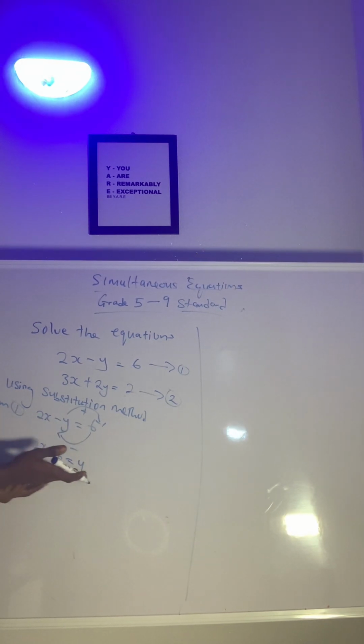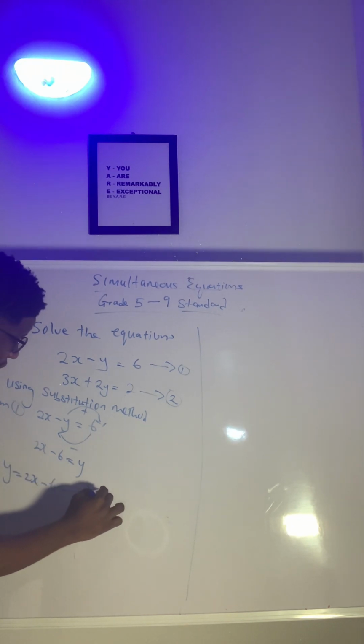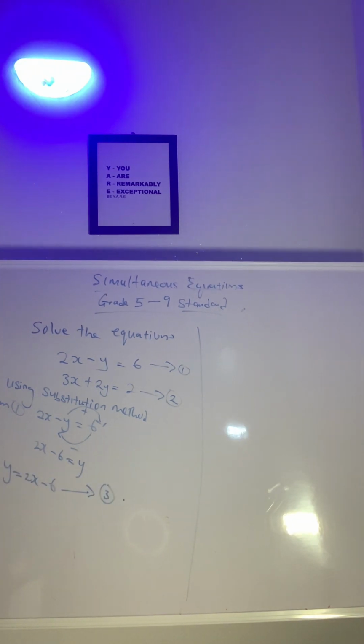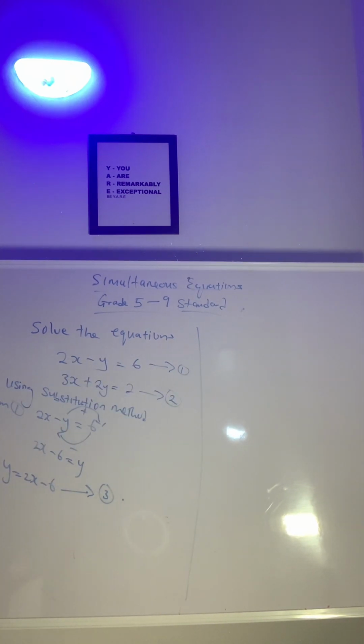That tells me that wherever I have y, I can replace it with 2x minus 6, or wherever I have 2x minus 6, I can replace it with y. So that tells me that y is equal to 2x minus 6. I'll call this equation 3. So I'll have to substitute equation 3 into equation 2 so that I can solve for x. I'm trying to get the value for x. So I'm substituting y equals 2x minus 6 in equation 2.